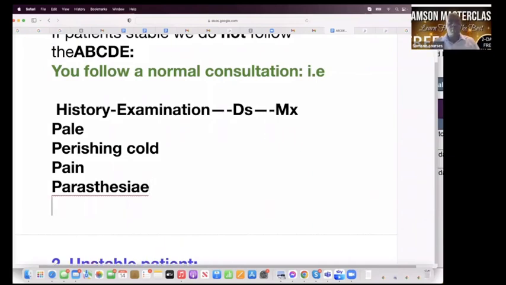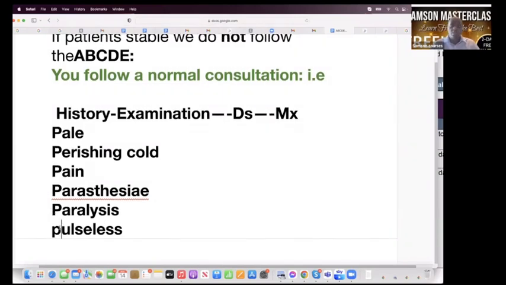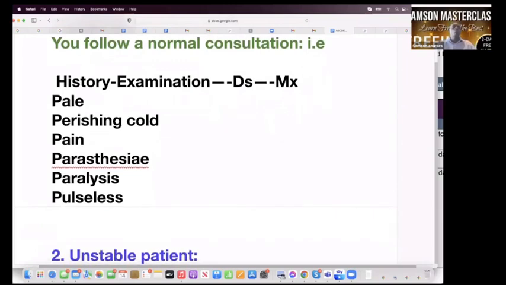The next one is paralysis. So, are you able to move your left leg? Are you able to move your right leg? You won't be able to move one leg. That is paralysis. And the last P is pulseless. Check for dorsalis pedis, check for posterior tibialis. And in this particular case, what you would find, there is absent pulse on one side.